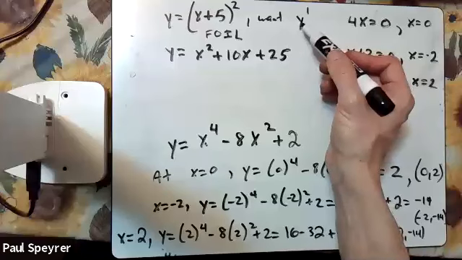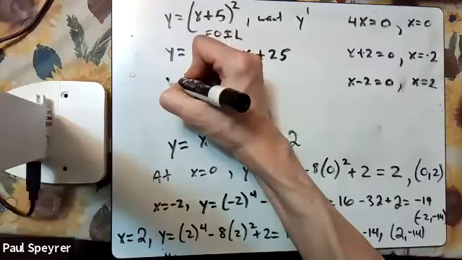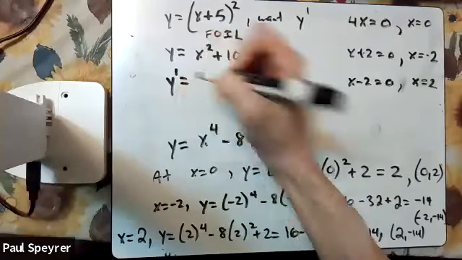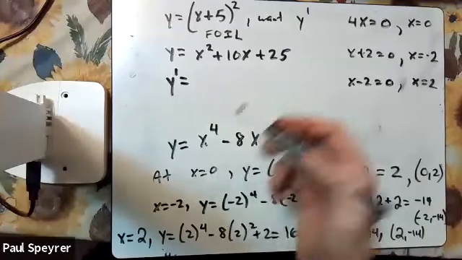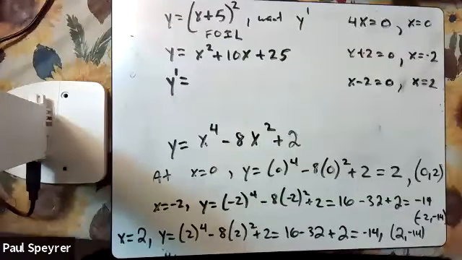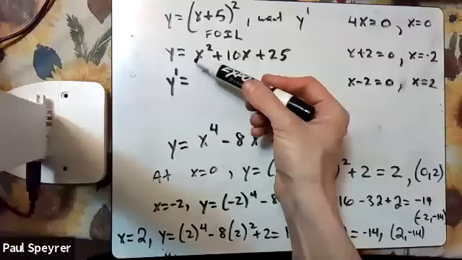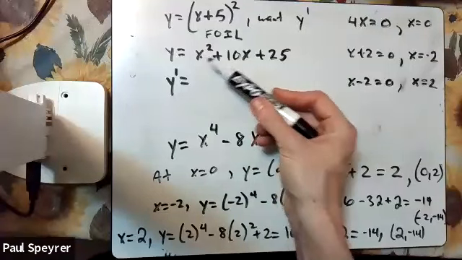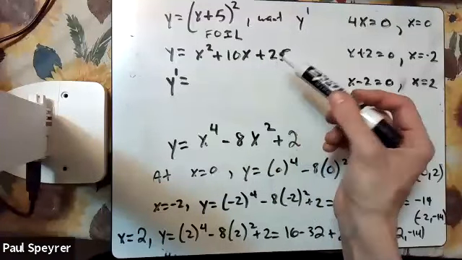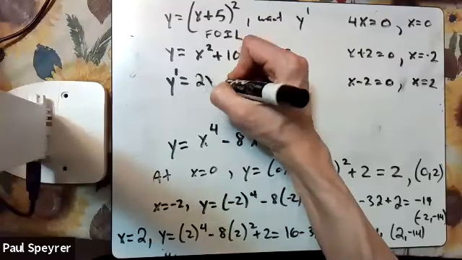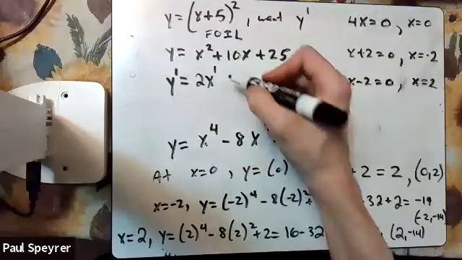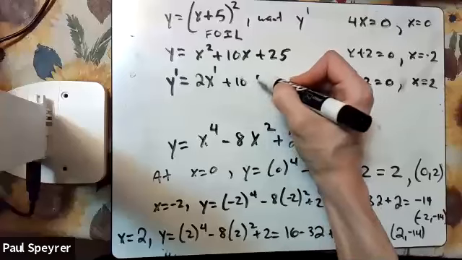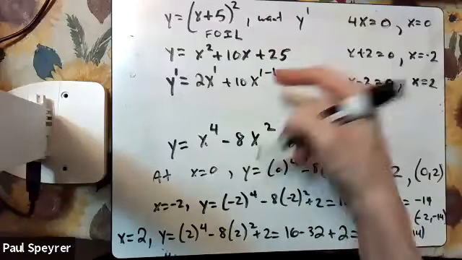So now we're trying to find y prime, right? I'm going to use y prime right here. Same thing as dy dx. If you want to write it like that, that's fine. So if I go ahead and apply the power rule to all these, what do we get? We get 2x to the first. We get plus 10x to the 1 minus 1, right?